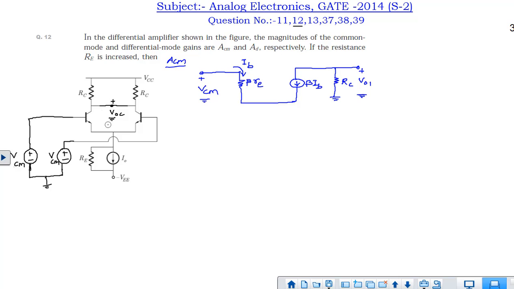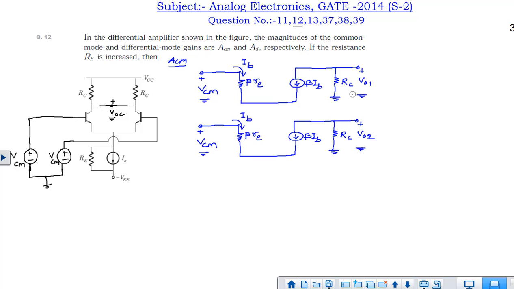So if we represent the small signal circuit of this part, that is one side, then we can represent VCM, and we can have a current dependent current source. Beta RE is the internal input impedance of this transistor. Okay, and V01 is the voltage at this point, that is the output voltage at this point. And similarly, this part also we can represent like this.